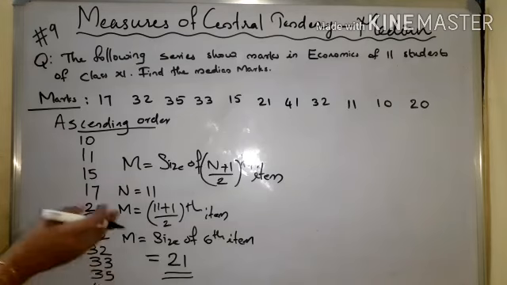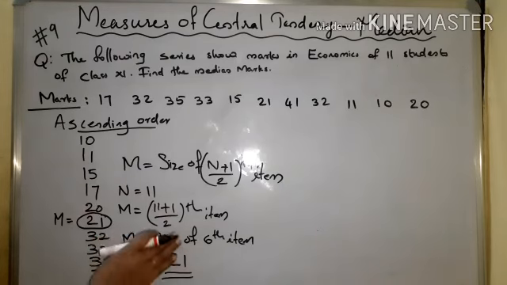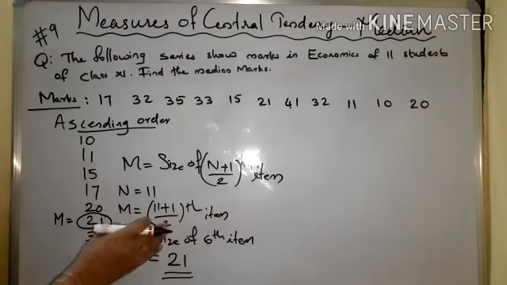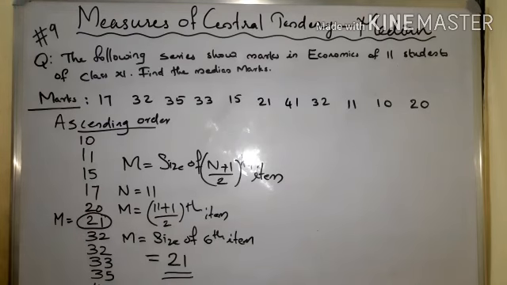So the answer is not 6. M represents the median size, which is equal to 6. Then the 6th item represents which value? That is 21. So 21 is the average mark of this particular examination conducted in class 11th. This is the way to calculate the median in the case of an individual series.